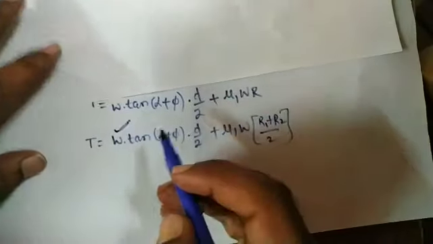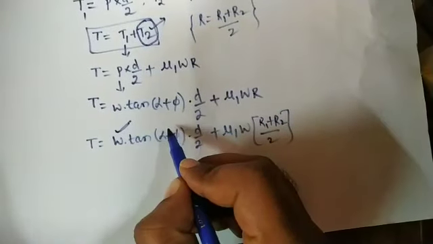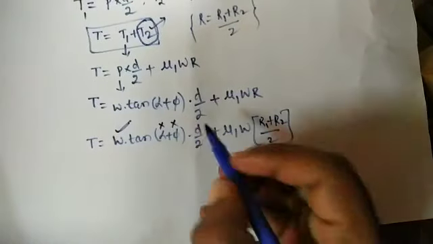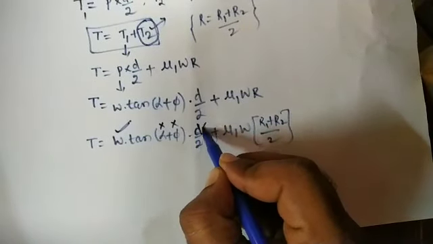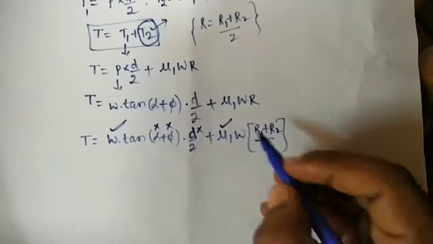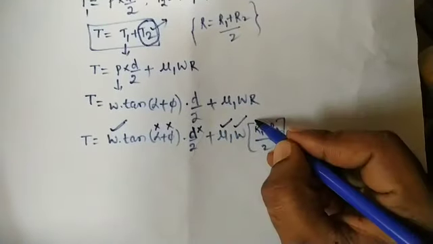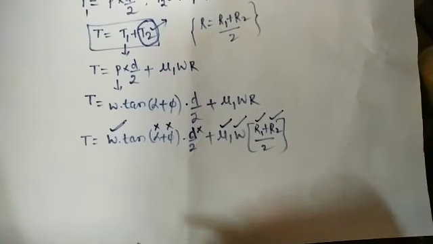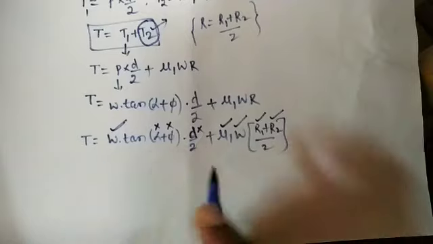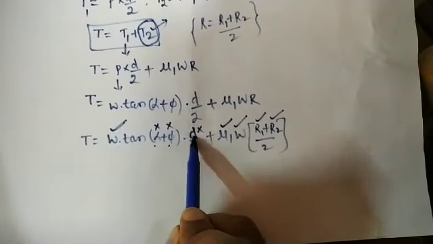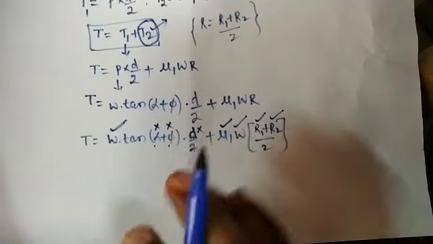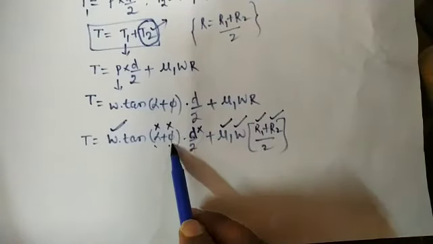Next one is alpha, so not given, unknown value. So pi, unknown value. Small d is also an unknown value. Then mu1 is a known value. W is also a known value. Then R1 and R2 are also known values. In this equation, alpha, pi and small d are unknown values, so calculate alpha, pi and d.